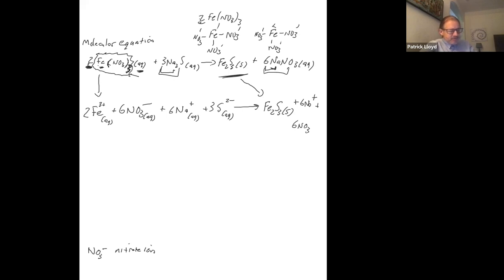Again, if it's aqueous, or it's charged, you write aqueous. Okay, there's your complete ionic equation. Last step, cancel anything that's the same on both sides. 6 nitrates, 6 sodiums, they cancel. This is the funnest part to me. So you're left with 2Fe3+ aqueous plus 3S2- aqueous. And then you get Fe2S3 solid. So there's your net ionic equation.